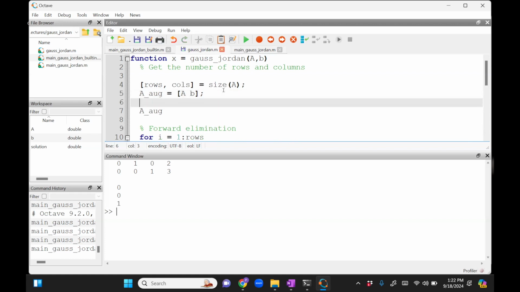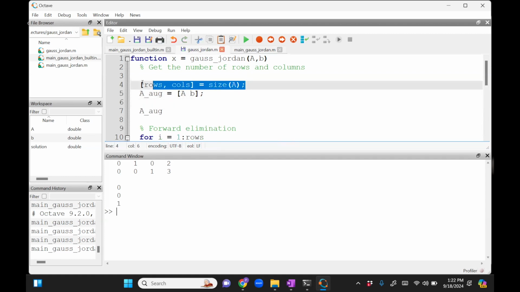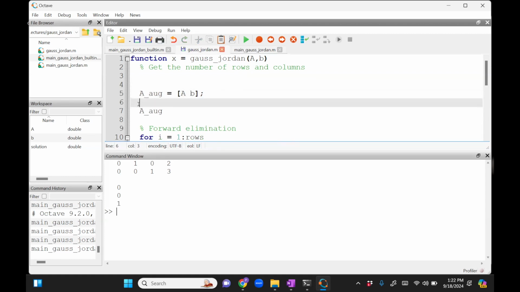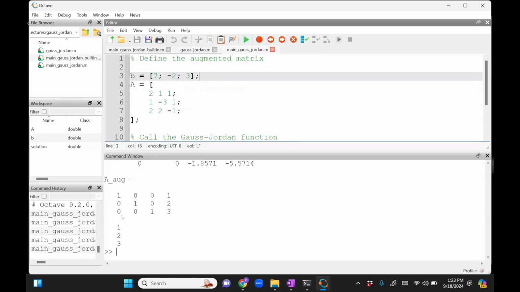So I think I need to change this slightly and augment it first. Now we'll have 3, 4 because I augmented as 3 rows, 4 columns, and then the last column is what we need. So now let's run this. And you see it's 1, 2, 3. That's the right answer.